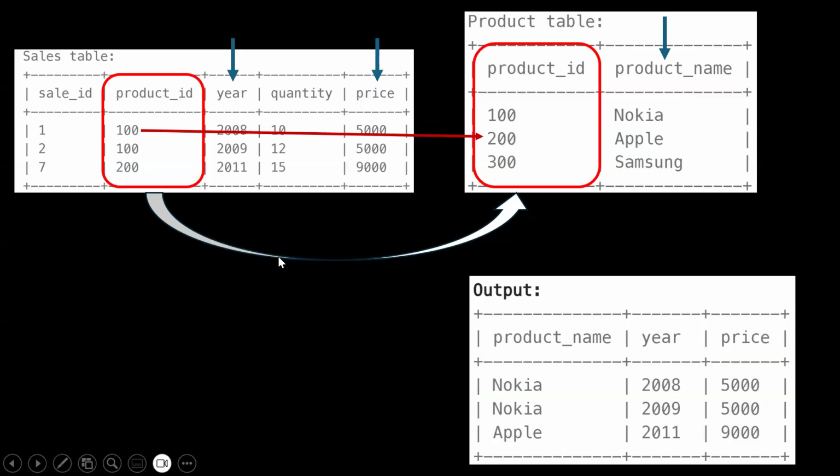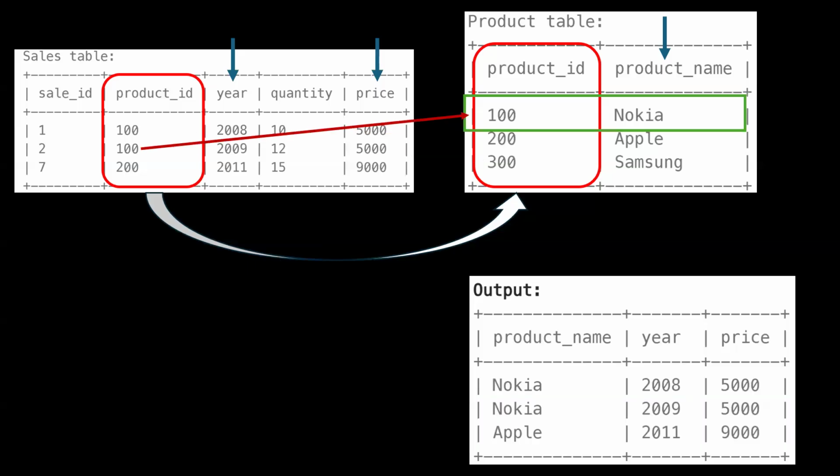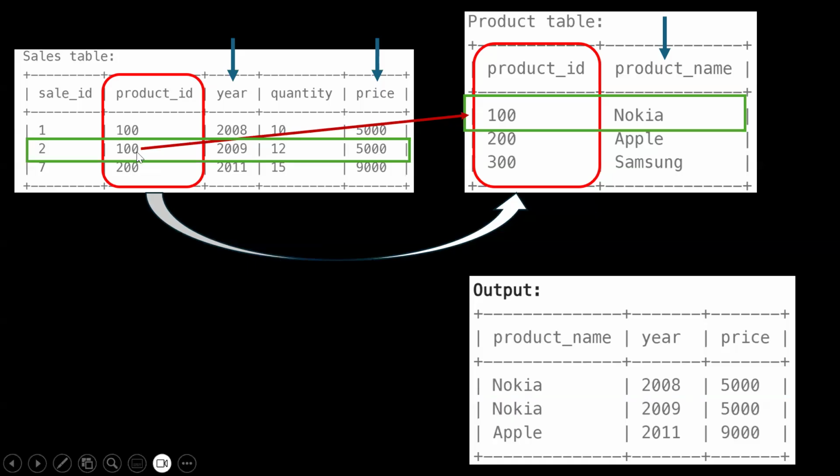Is 100 matching with 200? No. Is 100 matching with 300? No. Is 100 matching with 100? Yes. So target the rows wherever matching is happening. So this 100 got matched over here. So from this table, we targeted this row, and from this table, we targeted this row.